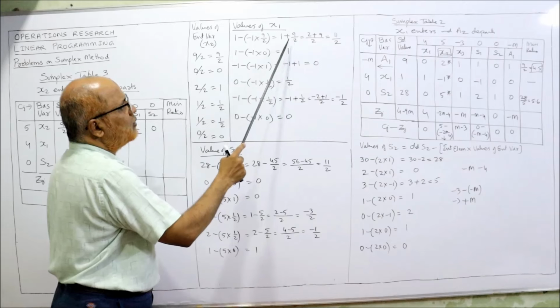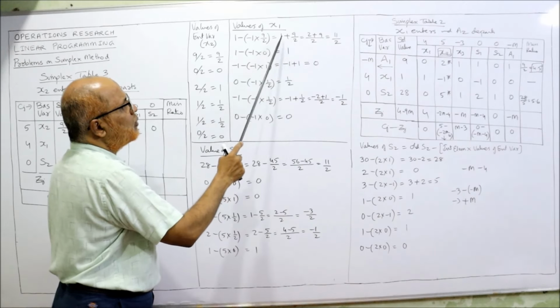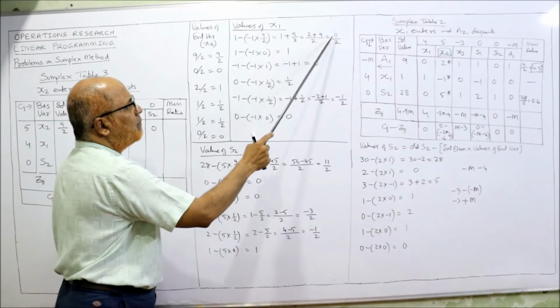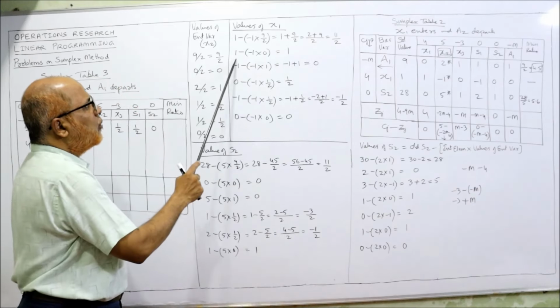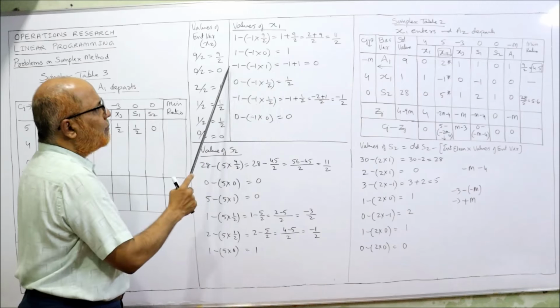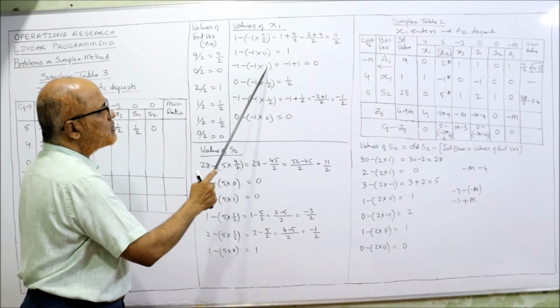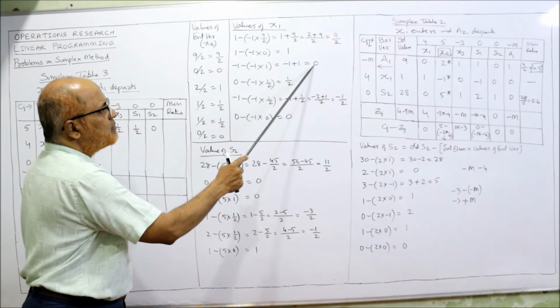1 plus 9 by 2. If LCM is 2, 2 ones are 2 and 2 will get cancelled, 9 remains. 11 by 2. Similarly, 1 minus 0 is 1. Minus 1. Minus into minus will become plus. Plus 1. So minus 1 plus 1 will become 0.